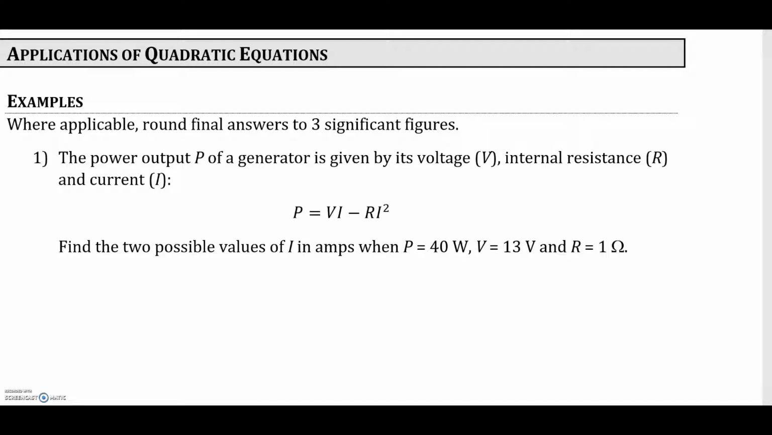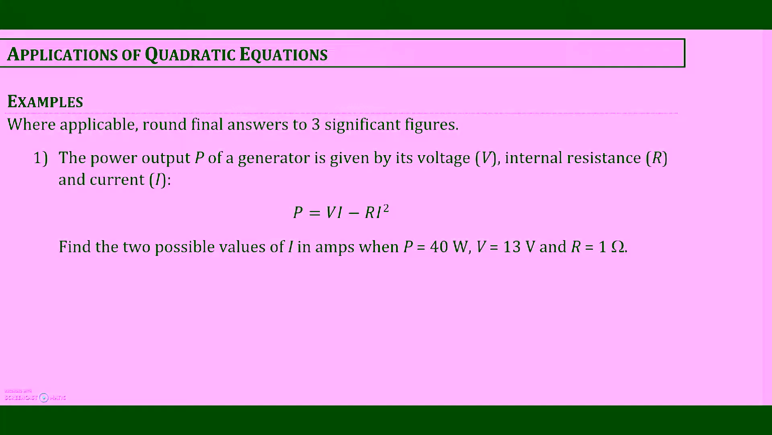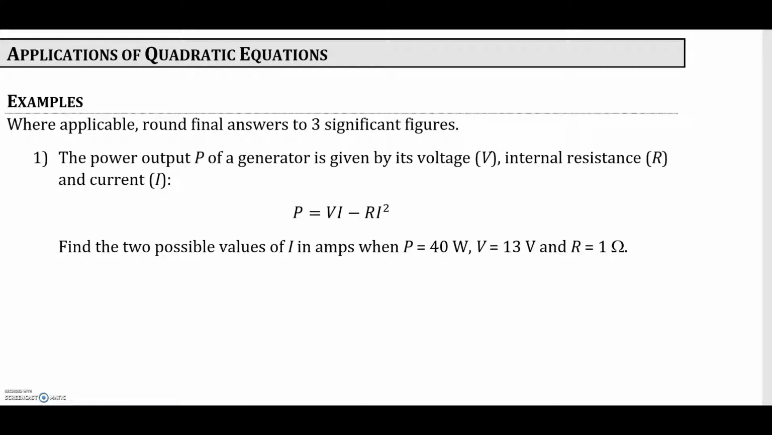Example 1. The power output P of a generator is given by its voltage V, internal resistance R, and current I. We have the given equation where P is equal to V times I minus R times I squared. Find the two possible values for the current in amps when P is equal to 40 watts, V is equal to 13 volts, and R is equal to 1 ohm.